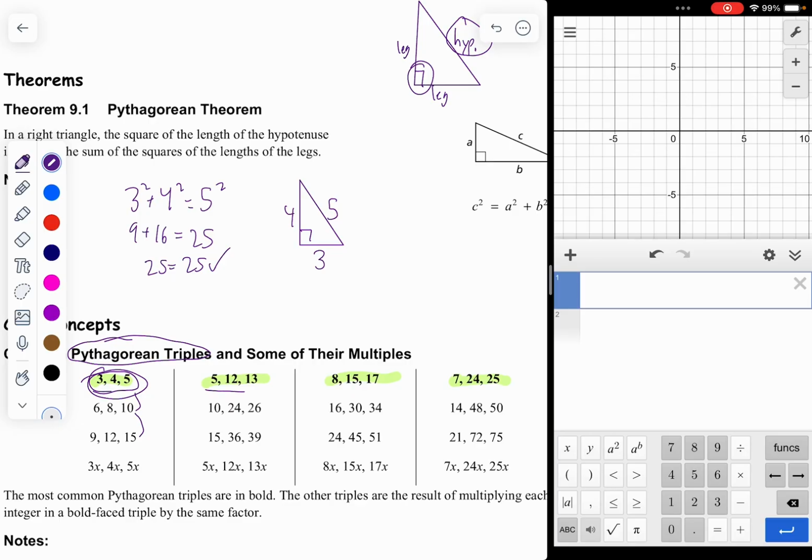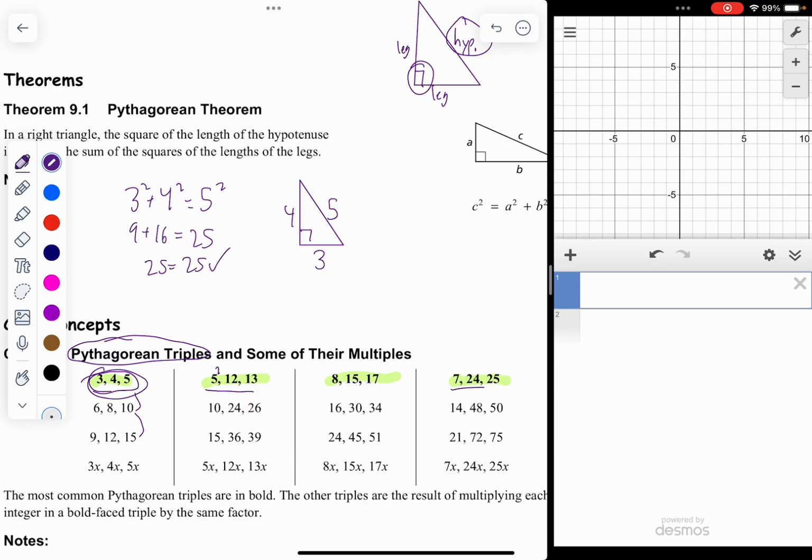Another common one, 5, 12, and 13. 5 squared plus 12 squared equals 13 squared. 8, 15, and 17, and 7, 24, 25 are also common as well. These are the 4 most common Pythagorean triples that you'll see. You may need to recognize one of these 4 on a quiz or on a test.